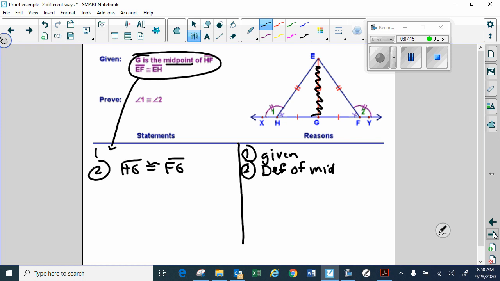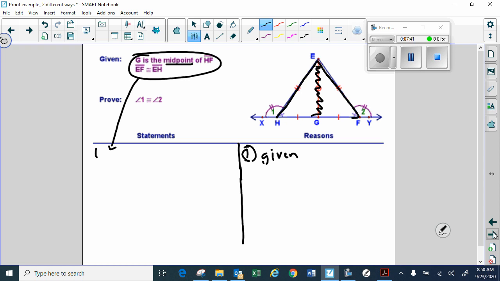You know what? I don't even need that. I'm going to understand why the other person did what they did, because, just as I was thinking, I don't even need that. Okay, so I've got this triangle right here. We're given that those two sides are congruent.